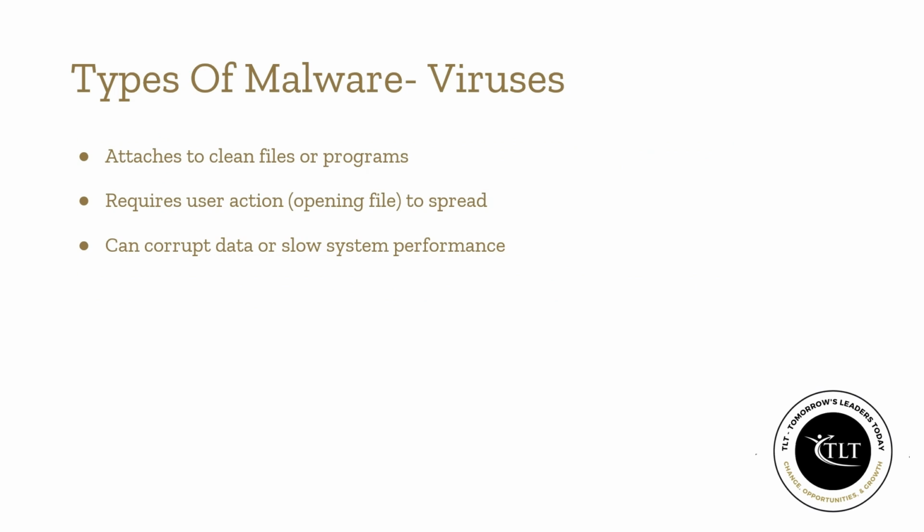First, on the type of malware, we have viruses. Viruses attach to clean files or programs. They require user action, for example, opening a file to spread, and they can corrupt data or slow down system performance. Once a user opens or runs the infected file, the virus activates and can replicate and sometimes cause system crashes. Pro safety tip: use a reputable antivirus software and be cautious with email attachments from unknown senders.